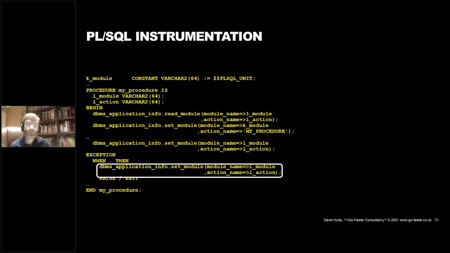And nowadays you've got 64 characters for module and action, so you can store quite a bit in there. Entirely up to you what you do with it, but just be consistent. And this is something that developers need to be encouraged to put in. It's like debug code, and it's massively valuable when you're dealing with system performance tuning.